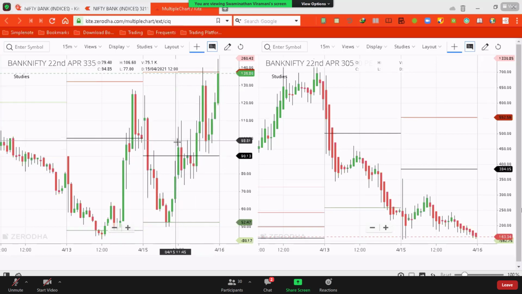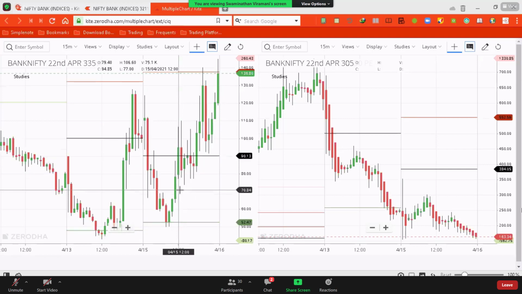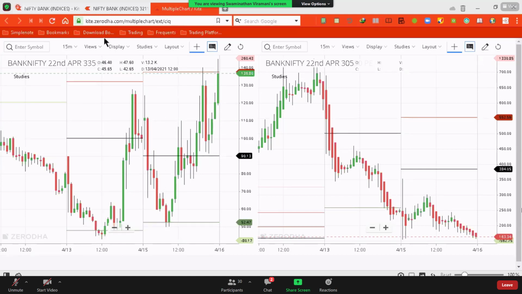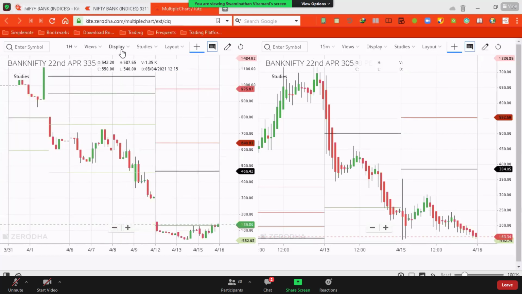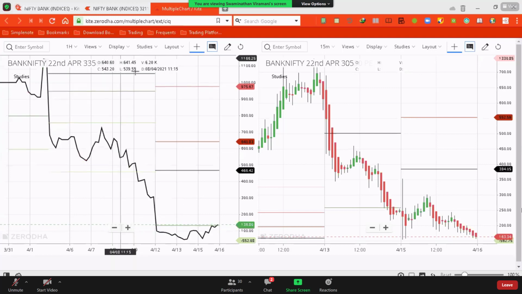But I try to look at what the price is doing. If it is not able to give a sustained downward momentum, then I would prefer to wait. And normally I don't keep these pivot lines. I have my own support and resistance lines drawn. I draw my support and resistance based on the 1 hour candle, and I change over to a line chart.